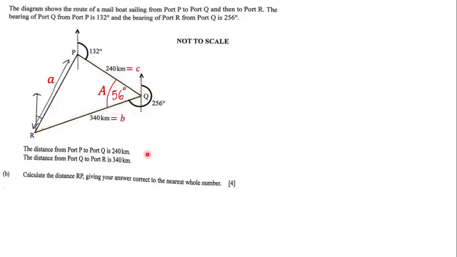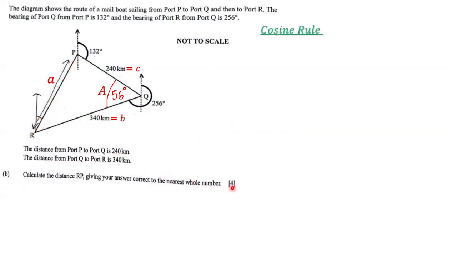Next, they tell us that the distance from port P to port Q is 240 kilometers. The distance from port Q to port R is 340 kilometers. Calculate the distance RP. So we have to figure out the size of RP. Calculate the distance RP, giving your answer correct to the nearest whole number.